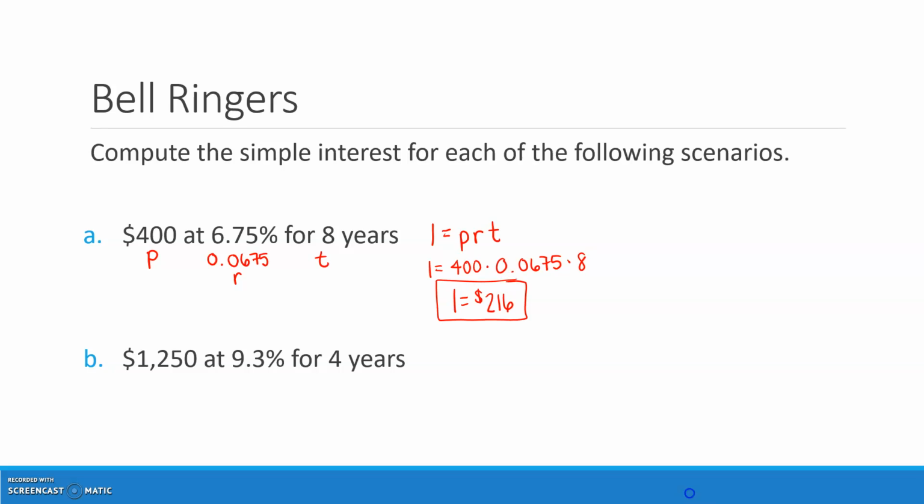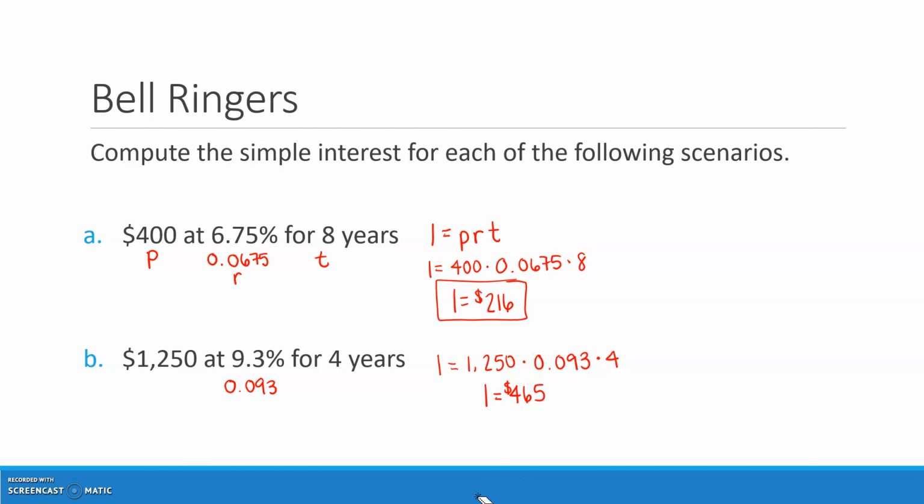So for the next one, we've got I equals 1,250 times, if we change this to a decimal, we get 0.093. So multiply that in there times 4. And if we multiply those together, we get 465. All right, so that's simple interest.